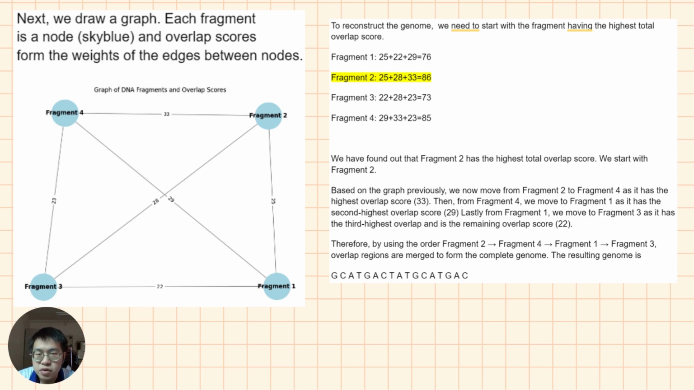Based on the graph, we now move from fragment 2 to fragment 4, as it has the highest overlap score. Then we move from fragment 4 to fragment 1, as it has the second highest overlap score. And finally, fragment 1 to fragment 3, as it has the third highest and is the remaining overlap score. Therefore, using the order fragment 2, fragment 4, fragment 1, fragment 3, overlap regions are merged to form the complete genome, and the resulting genome is shown below.